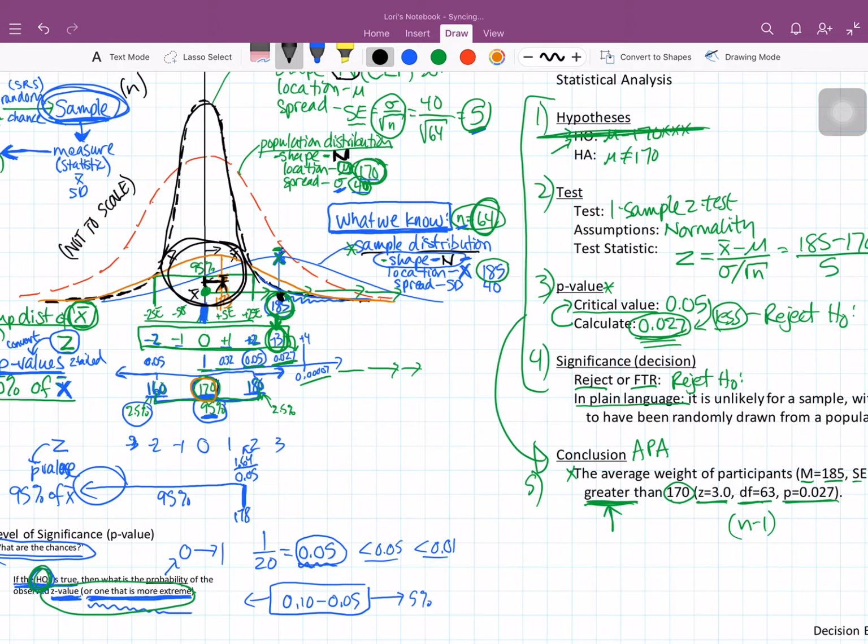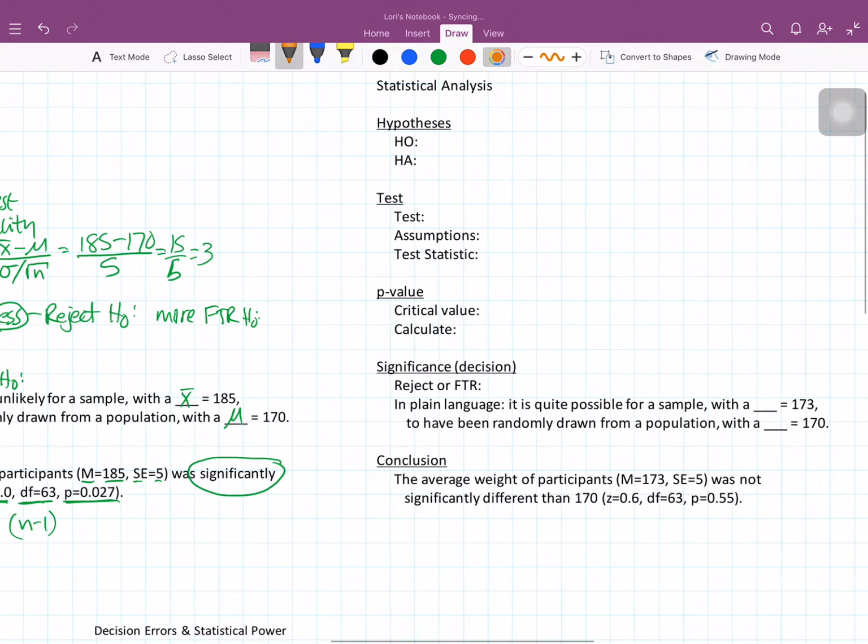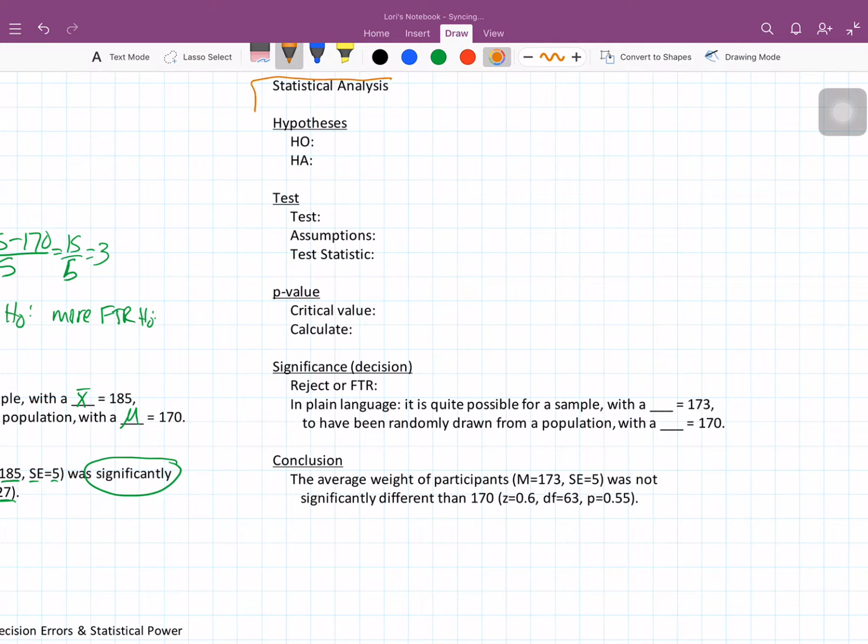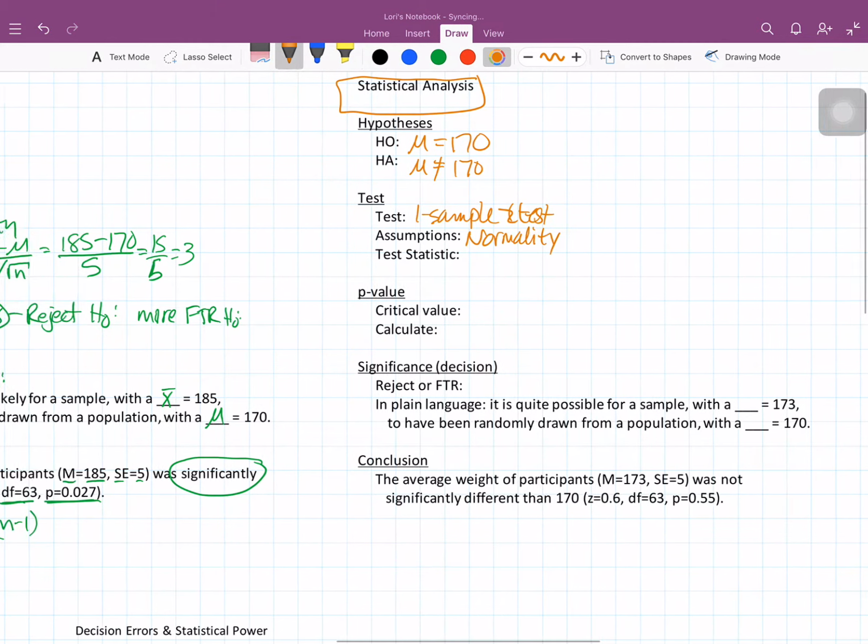So let's go through that exact same example. We'll keep our sample size the same, and let's fill in this particular statistical analysis. So our null hypothesis stays the same. It is the mean is equal to 170. The alternate hypothesis is that the mean is not equal to 170. The test is a one sample z-test. The assumption is normality. So far, exactly the same as what we did before. Here's where the difference is going to lie.